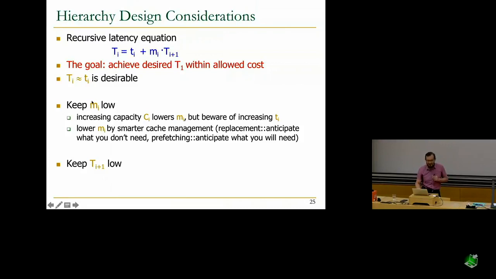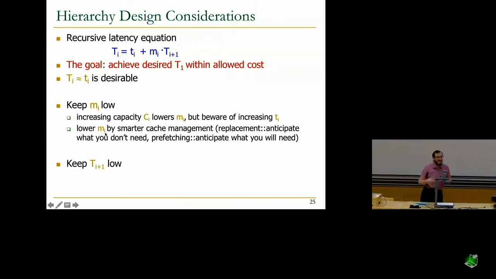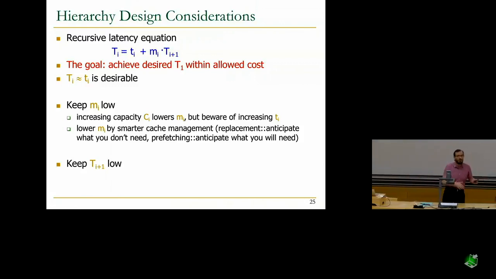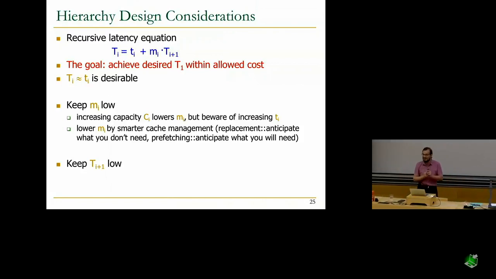If you want to keep the miss rate low, you want to increase capacity. Now, that lowers the miss rate, but it increases the access latency, right, in the next level. So these go against each other, as you can see. Now, you can try to lower the miss rate without increasing capacity by being smarter in the management of the cache. And we're going to see that. What does smarter mean? For example, you anticipate what you don't need and don't bring it into the cache. That's one way. Or you kick out stuff that you don't need quickly from the cache. You're more intelligent in your management. Right? Or you can prefetch into your cache, which we're not going to cover.